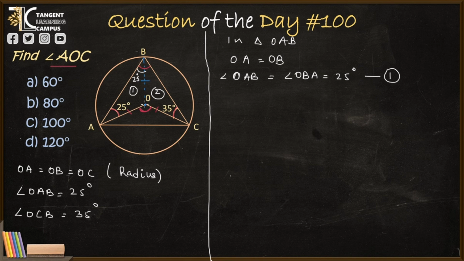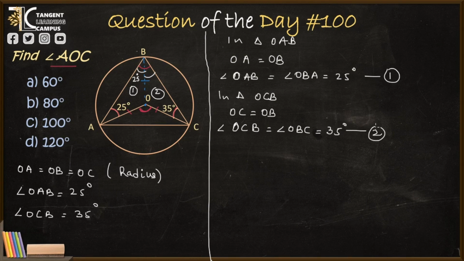And now let us consider triangle OCB. In triangle OCB, OC is equal to OB. Now we know that angles opposite to equal sides are equal. That means angle OCB will be equal to angle OBC. So angle OCB equals angle OBC, which is equal to 35 degrees. Let us mark this as 2. So we get this angle as 35 degrees.